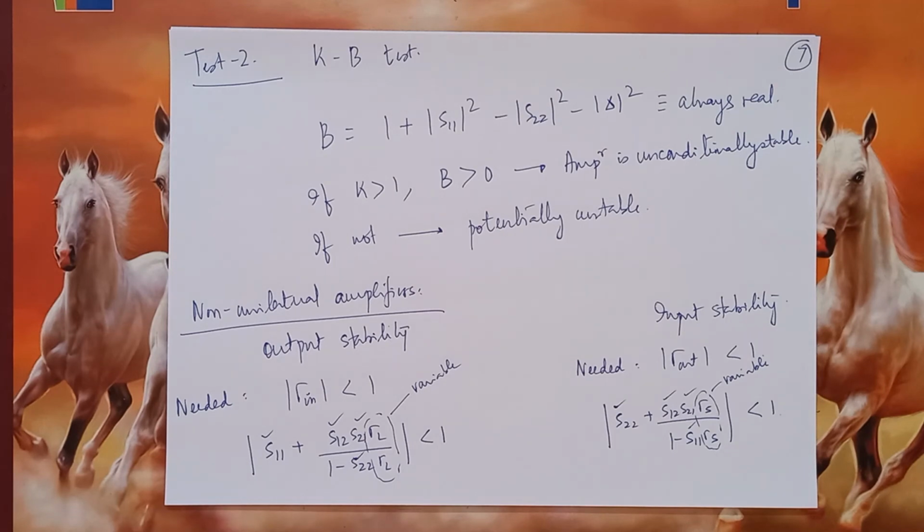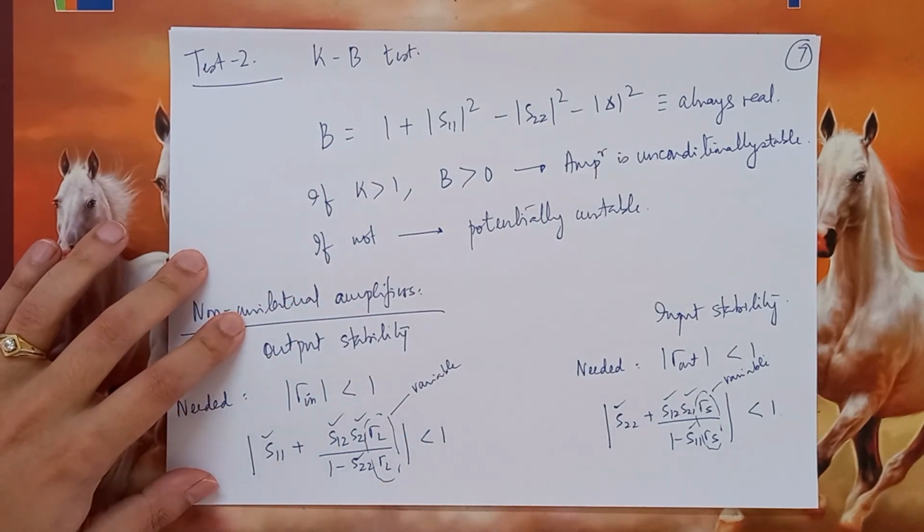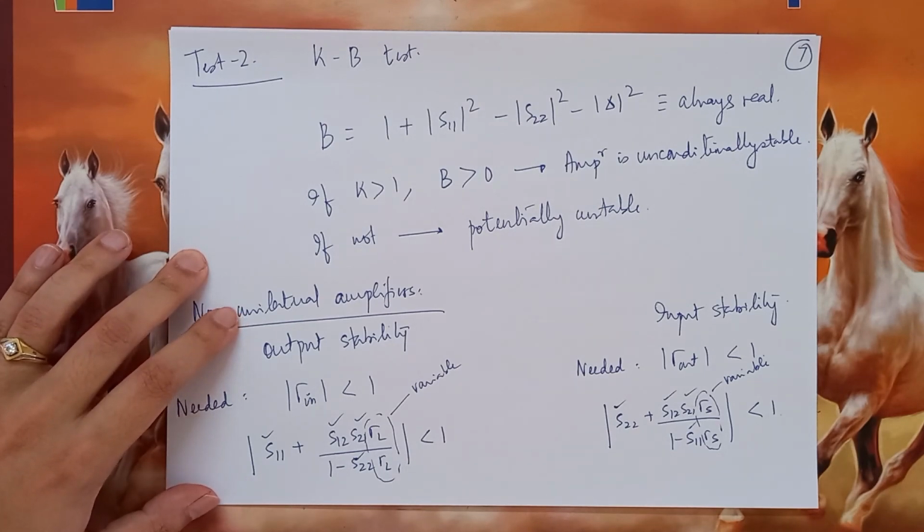And then we can say that by judiciously choosing the ZS and the ZL and thereby influencing the gamma S and the gamma L respectively, we can do something to make this gamma in stay below 1 or gamma out stay below 1 in case somehow they try to go out of bounds. But the amplifier can be potentially unstable when it fails one of these two tests, or if the S11 or S22 in magnitude become more than 1.